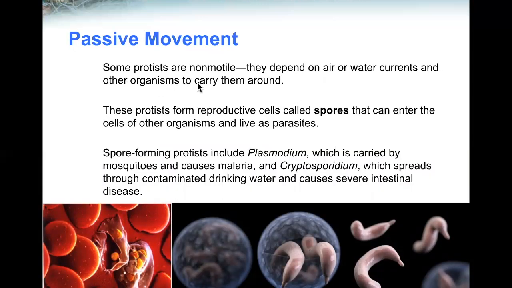Some protists are non-motile. They depend on the air or water currents and other organisms to carry them around. These protists form reproductive cells called spores that can enter the cells of other organisms and live as parasites. Spore-forming protists include Plasmodium, which is carried by mosquitoes and causes malaria, and Cryptosporidium, which spreads through contaminated drinking water and causes severe intestinal disease.